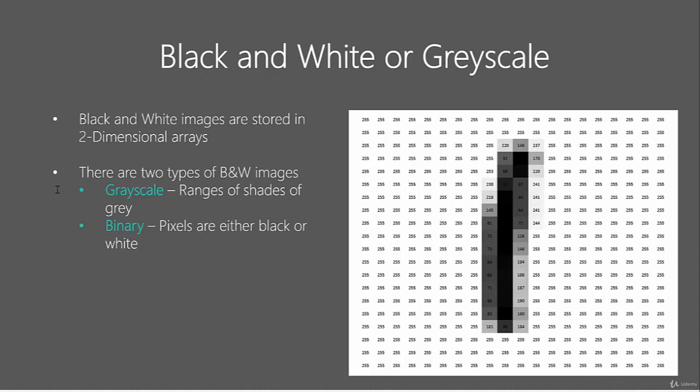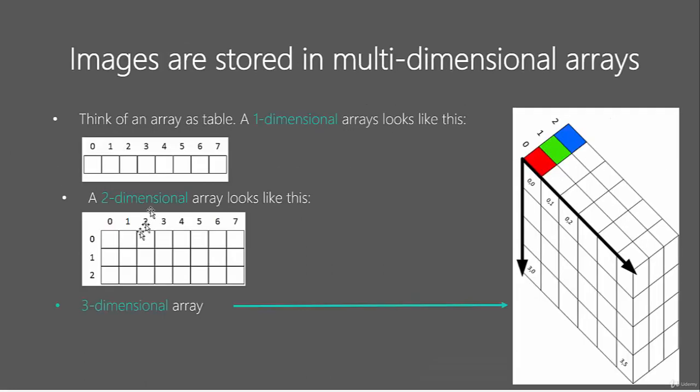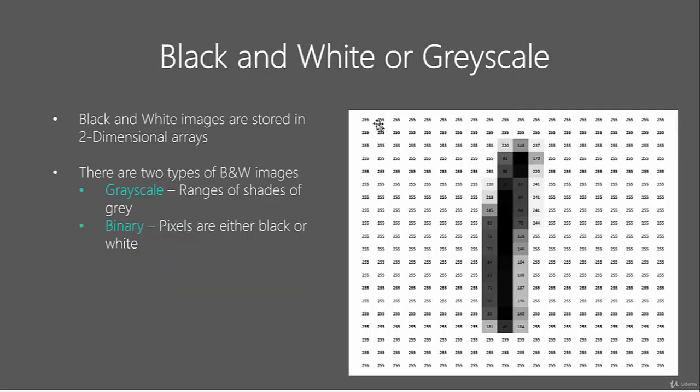So what about black and white or grayscale images? Now these are actually simpler. These don't have a third dimension. In fact, they are just stored in a two-dimensional array. So instead of having multiple layers, we just have a single layer like this, and with each coordinate position, there's a value associated with it, and that value in a grayscale image basically represents shades of gray, and there are 256 shades, not 50.